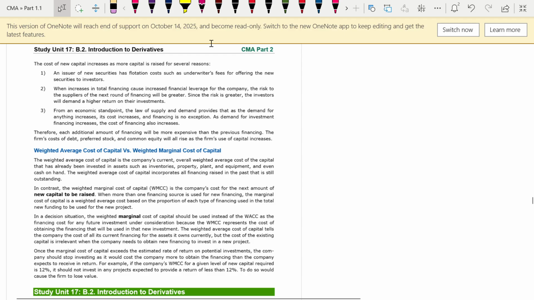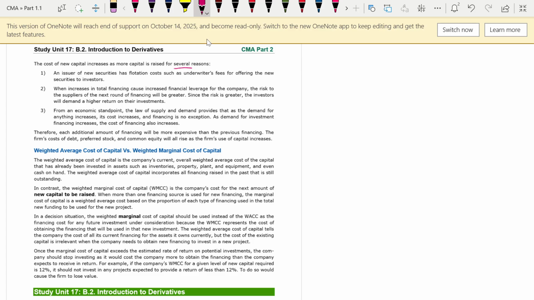Now they will give you one tricky question. If you have done this, you will come across it whenever it comes up. The cost of new capital increases as more capital is raised, for several reasons. Why is the cost of new capital more?